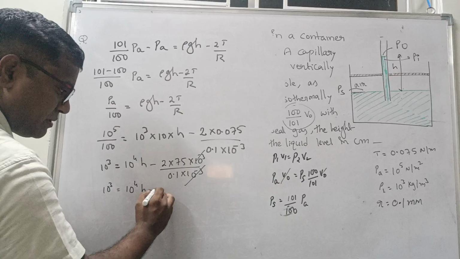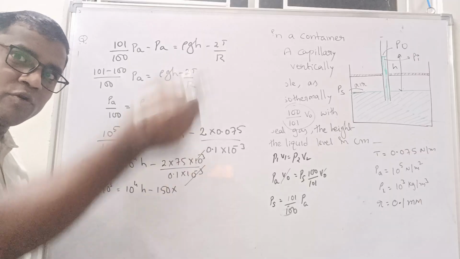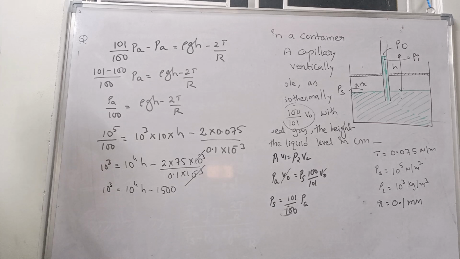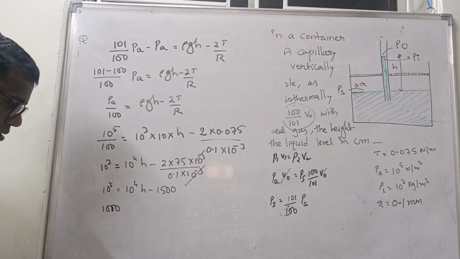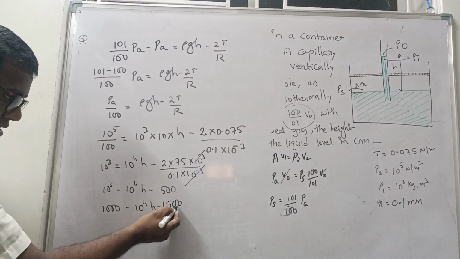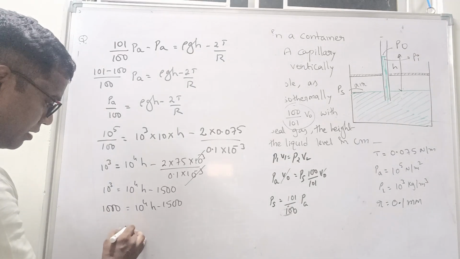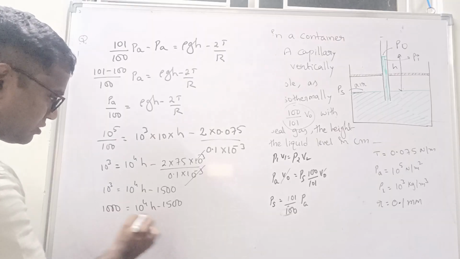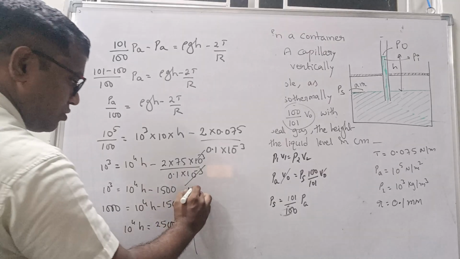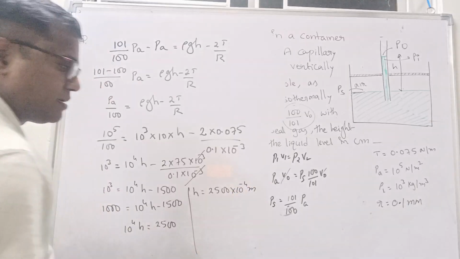So here 2 into 0.075 means 150, and here 0.1 is 10 power minus 1. If 10 power minus 1 goes up, it will be 10. So directly I will write this as 1500. Correct? So here 1000 is equal to 10 power 4 H minus 1500. So this 1500 will go this side. So 10 power 4 into H is equal to 1000 plus 1500, 2500. So here I will write H is equal to 2500 into 10 power minus 4 meter.